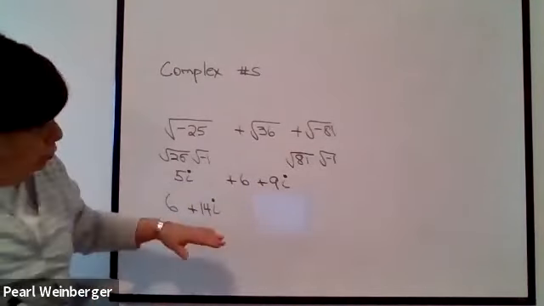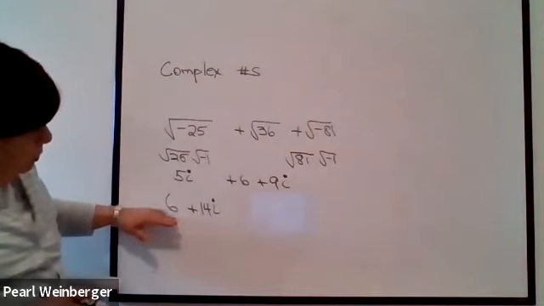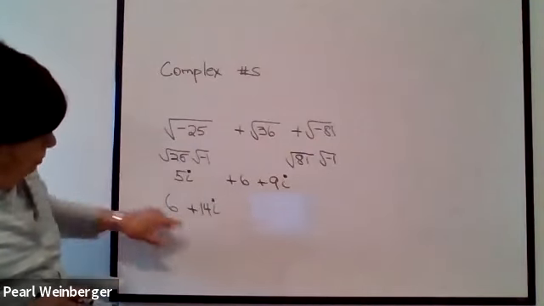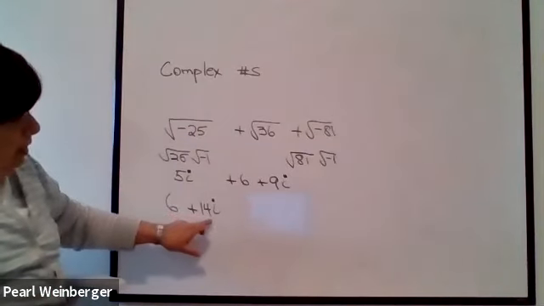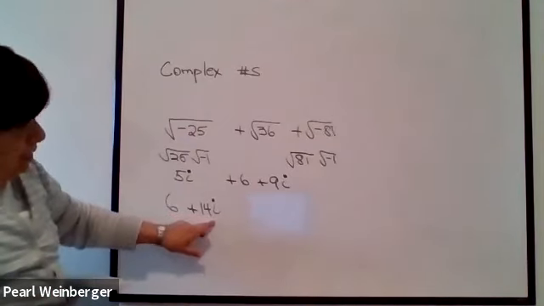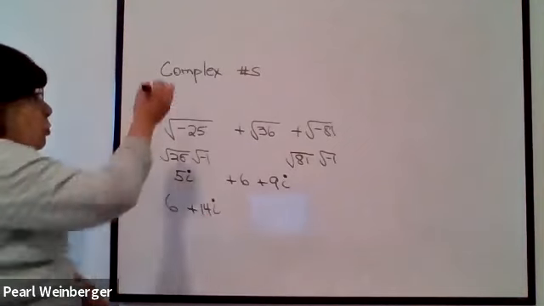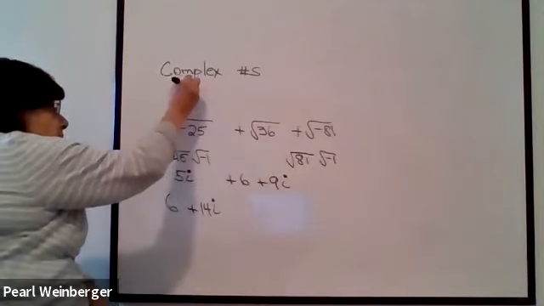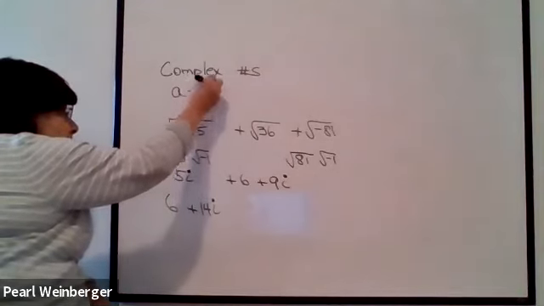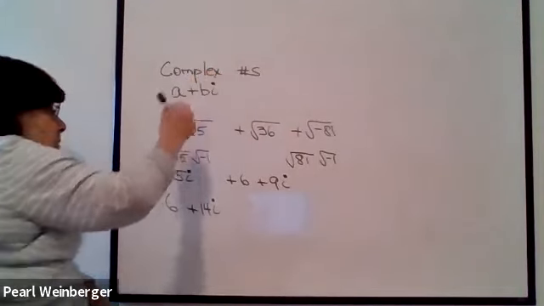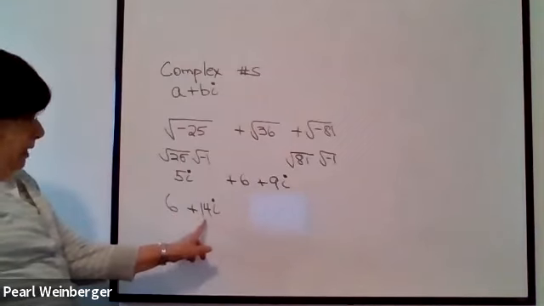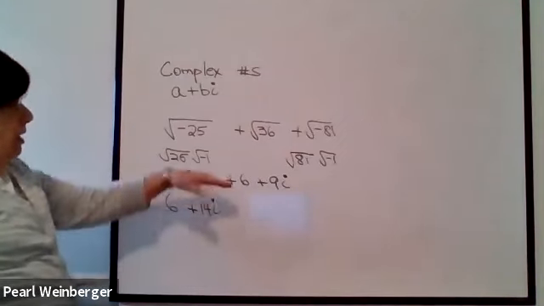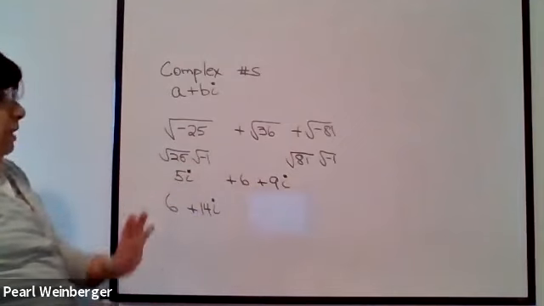And this is what's called a complex number, because if you notice, this is one number that has both a real part, the 6, and an imaginary part, the 14i. This is sometimes called a number in the a plus bi form. My a in this case is 6. My bi is the 14i. This is a complex number.